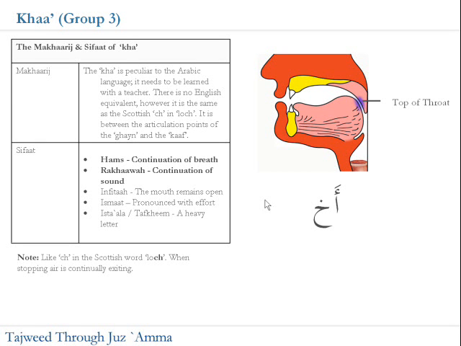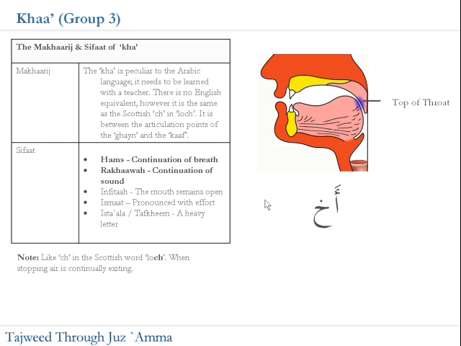Then we have the ha. Now this is a sound that is quite peculiar to the Arabic language. However, in the Scottish language they have the word loch, loch, and that's the same sort of sound, and it's a letter that requires you to slightly constrict the throat.